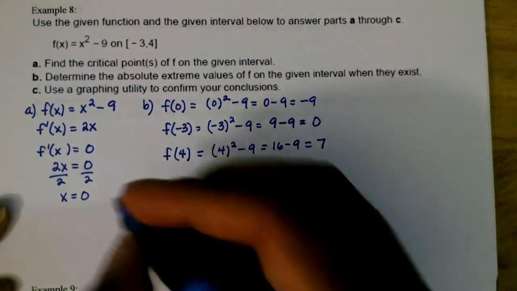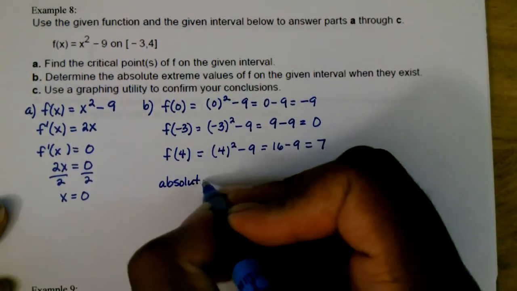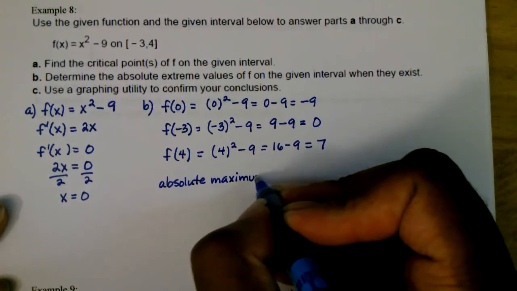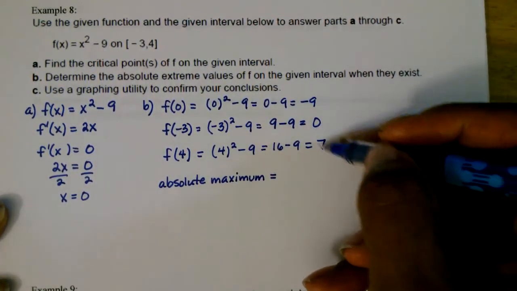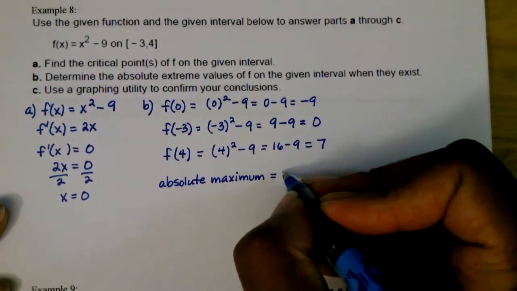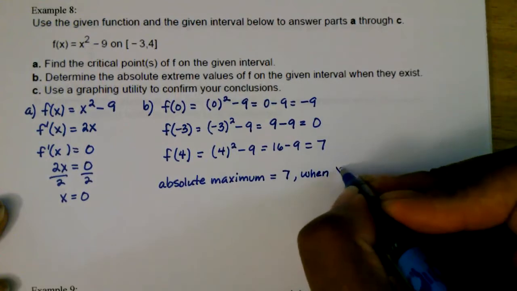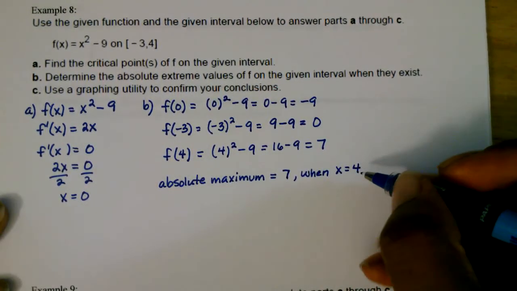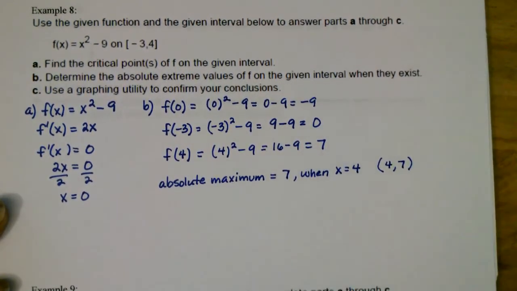So from these values, we're going to find out what our absolute maximum and minimum are, starting with the absolute maximum. The highest value that we got from these three is 7. So the absolute maximum is 7, and that occurred when x is equal to 4, because we replace the x with 4 to get 7. So the ordered pair for our absolute maximum would be (4, 7).